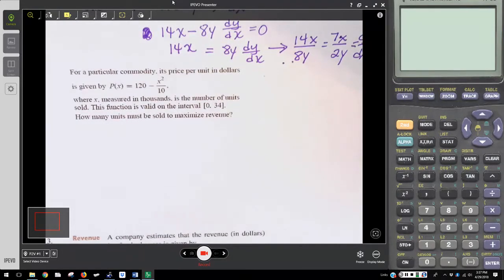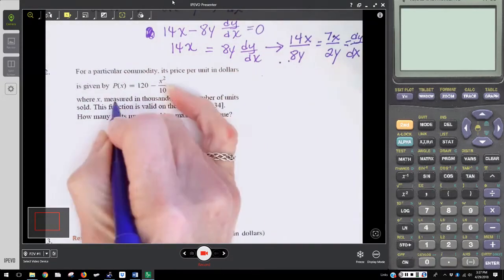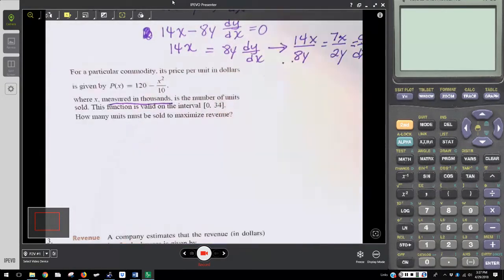So for part 2, for a particular commodity, the price per unit in dollars is given by P of x equals 120 minus x squared. And x is measured in thousands and is the number of units sold. And it's valid on the interval from 0 to 34,000. So how many units need to be sold to maximize revenue?